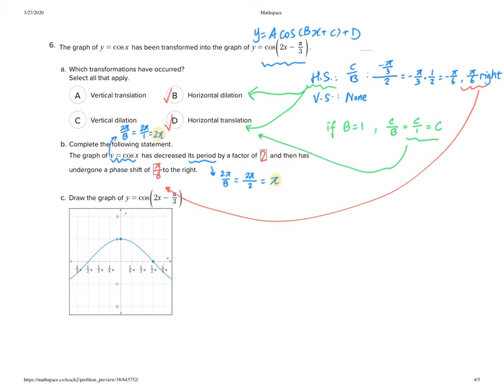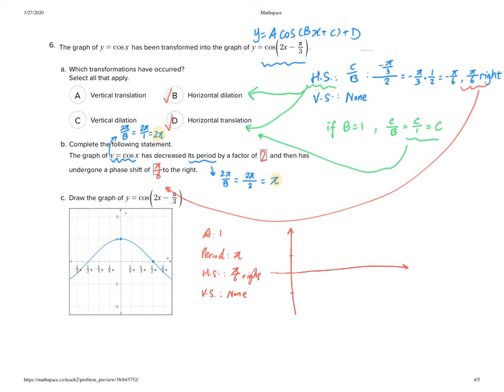Now we are going to answer the last question. Graph cosine 2x minus pi over 3. We already have the amplitude, which is 1, the period, which is pi, and the horizontal shift, which is pi over 6 to the right. We know that the vertical shift is none. With this information, we can graph the function.